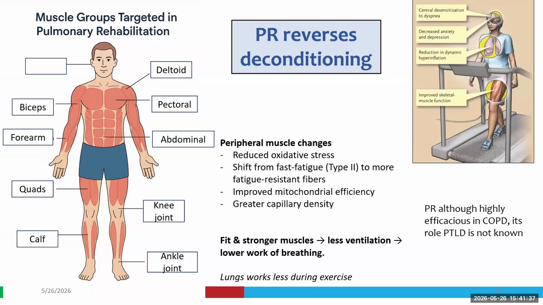So you will have to combine exercise for both the upper and lower limbs, so that when these muscles are built up, eventually you'll have reduction in oxidative stress. Then you will also help to shift the muscle fibers from those who are easily fatigable to the fatigue-resistant muscle fibers. And eventually what you'll have is a person who is fitter and can actually go about their work.